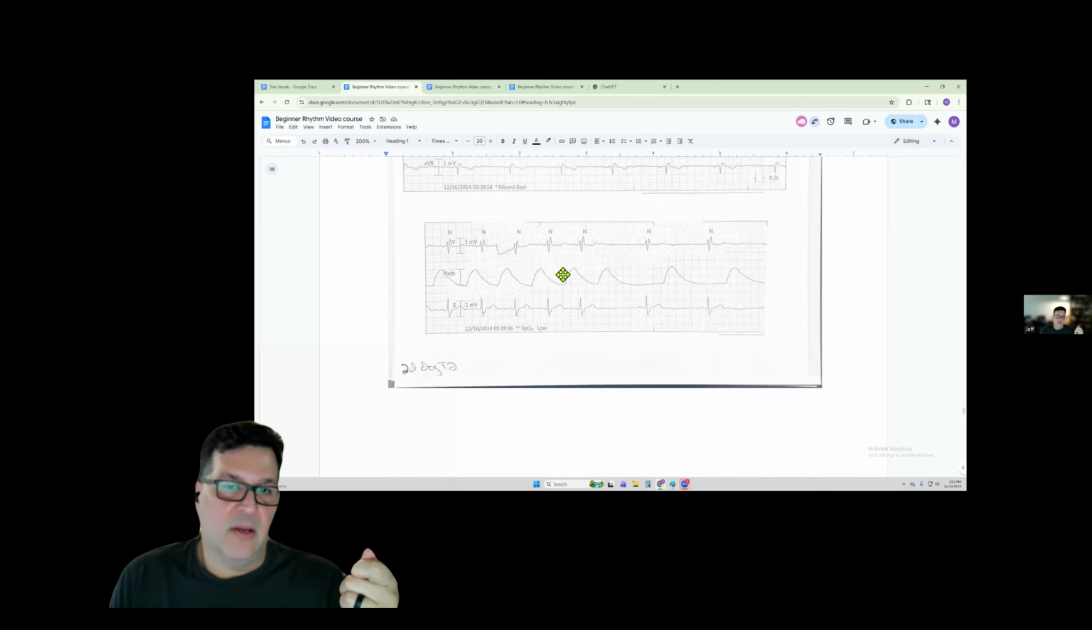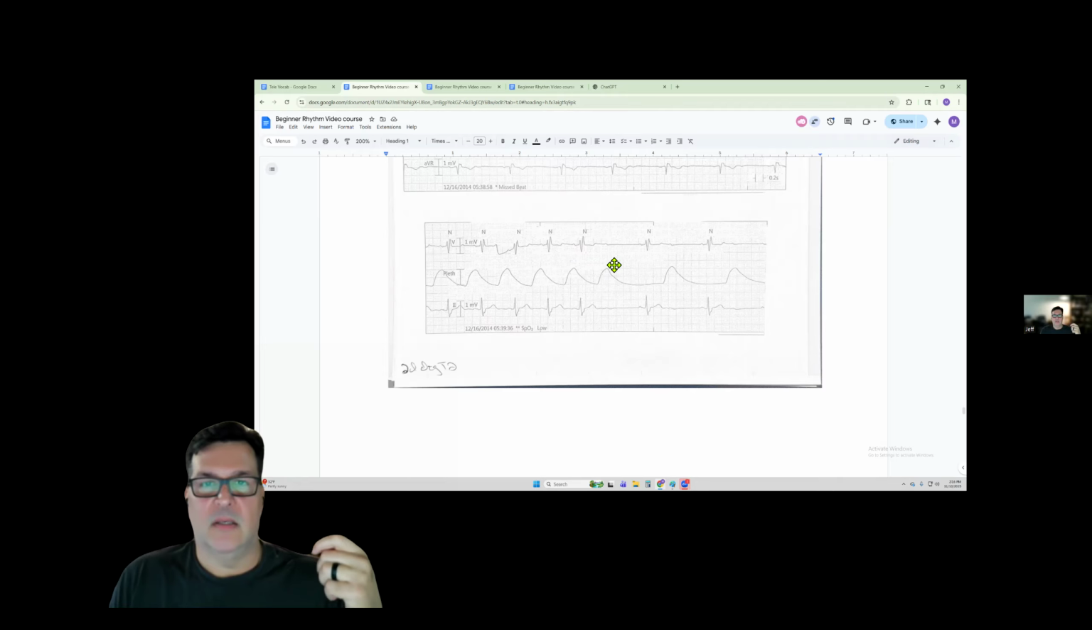But again, there's nothing wrong with the SA node. So what that tells you is this P to P has to march out, and it does march out. The P to P is very regular. The P wave morphology doesn't change. The PR interval doesn't change, but you have a missing QRS complex. This is a second degree type 2.